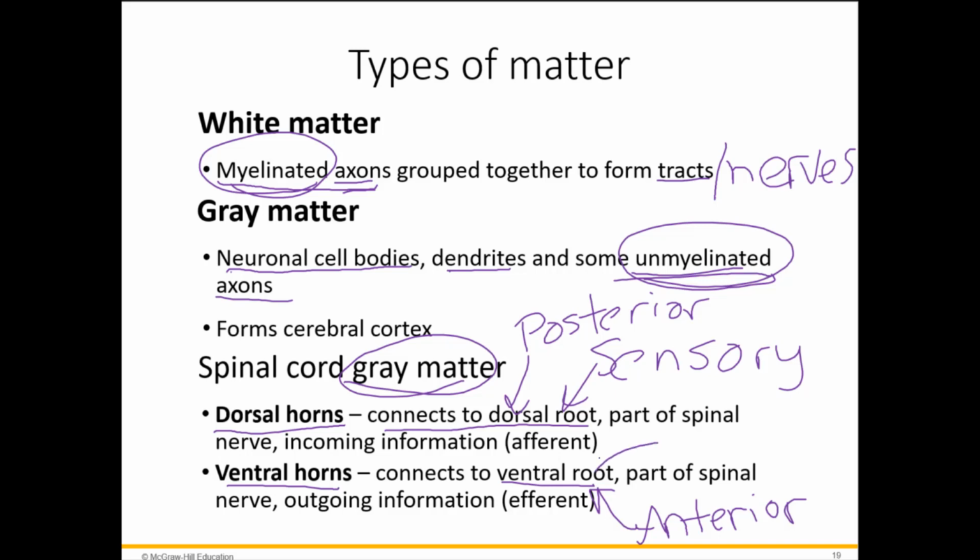motor. So it has motor neurons running through it. And so you have the ventral horns that connect to the ventral root, which is the motor neurons coming out the front, the anterior root. And so the dorsal horns are going to receive the information into the spinal cord, and the ventral horns are going to take the efferent signal out.